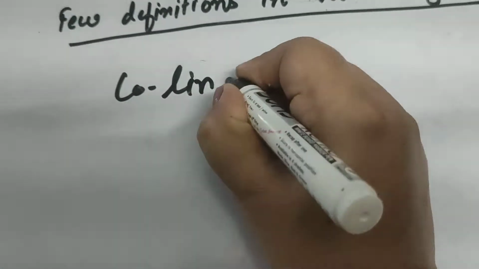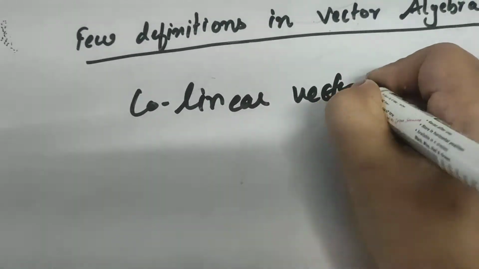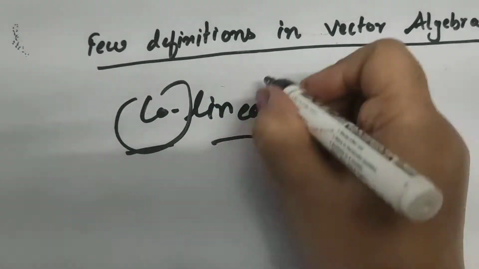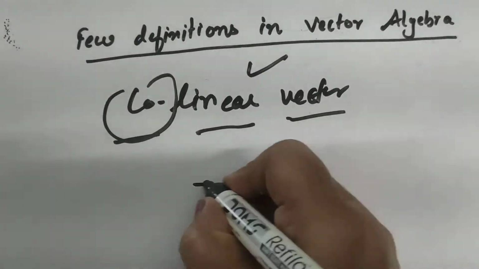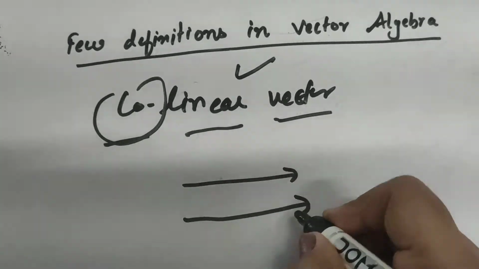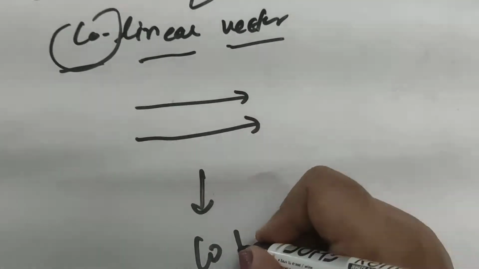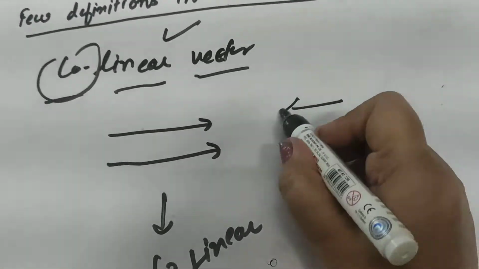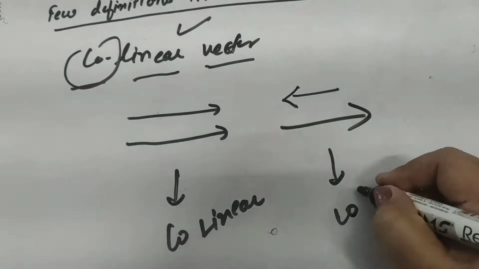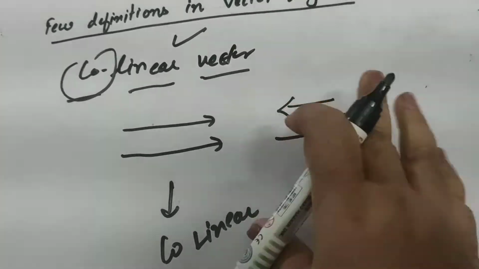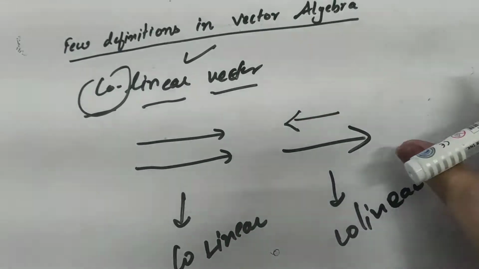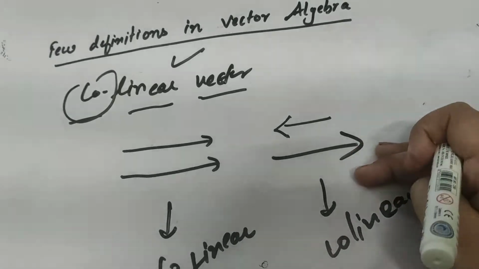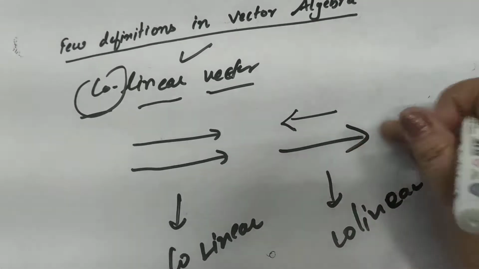Next is our collinear vectors. Now what are these? Collinear means col, same, and linear means along a line. So if these two vectors are along the same line, they are collinear. If one body is moving in this direction and another body is moving in this direction, this is again collinear, because both are acting along the same straight line, either in this direction or in this direction. No doubt this vector is the negative of this vector, but these two vectors are collinear vectors, right?